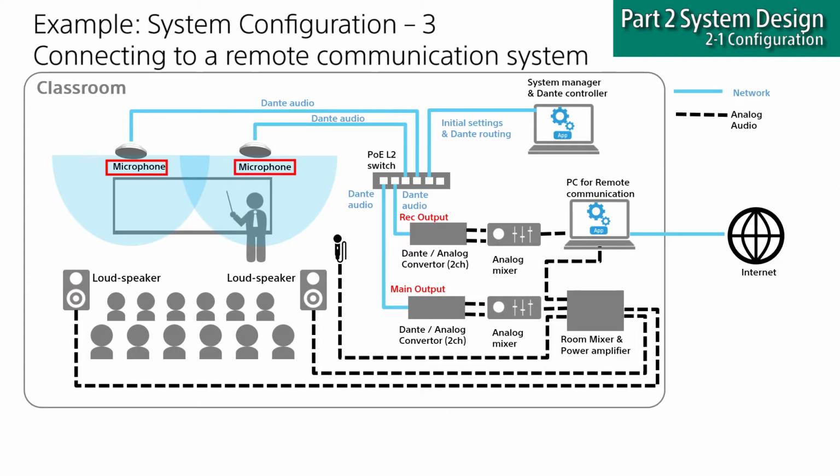Third one, this is an example of connecting to a remote communication system. The audio signal for remote communication system has to be rec output of the beamforming microphone. We do not recommend to use the main output remotely.